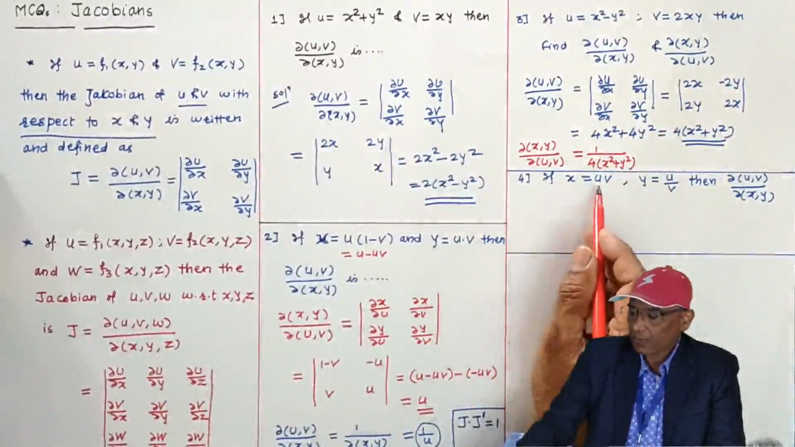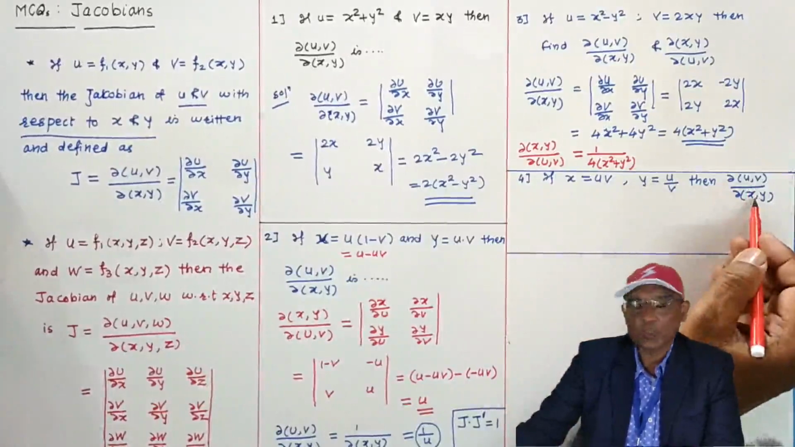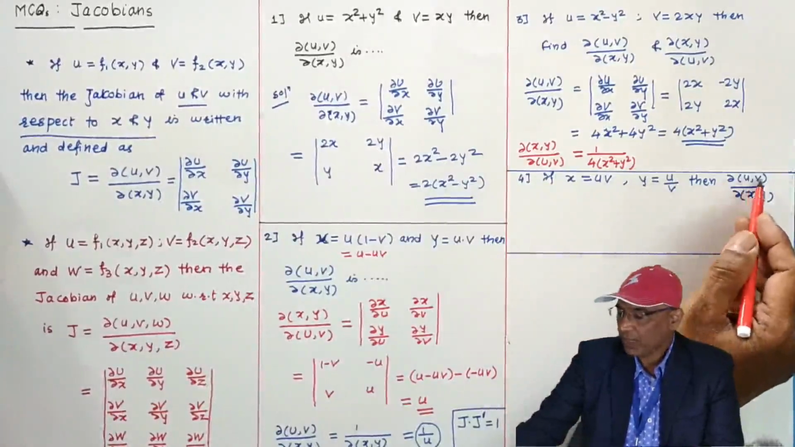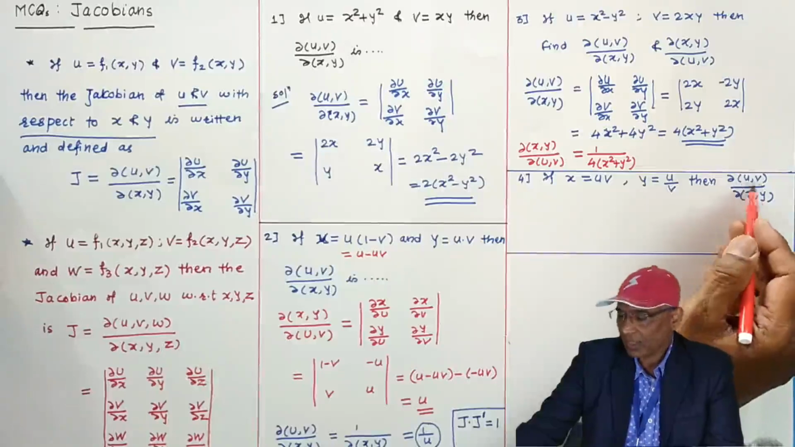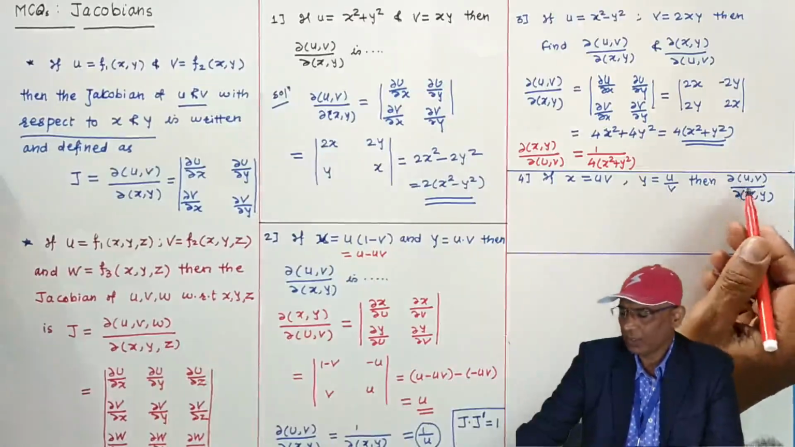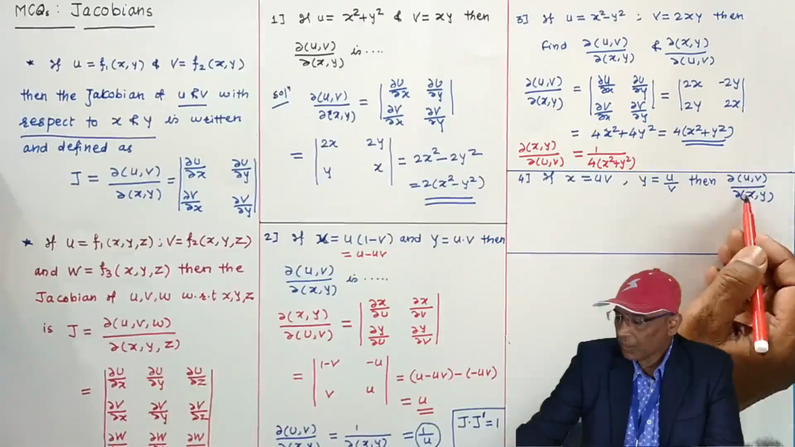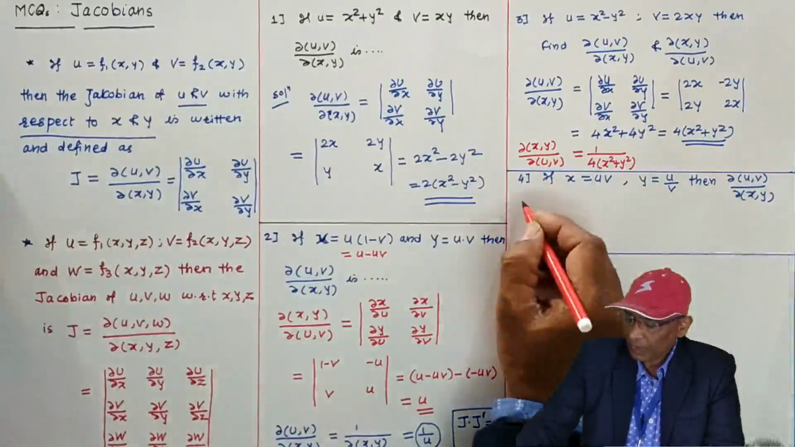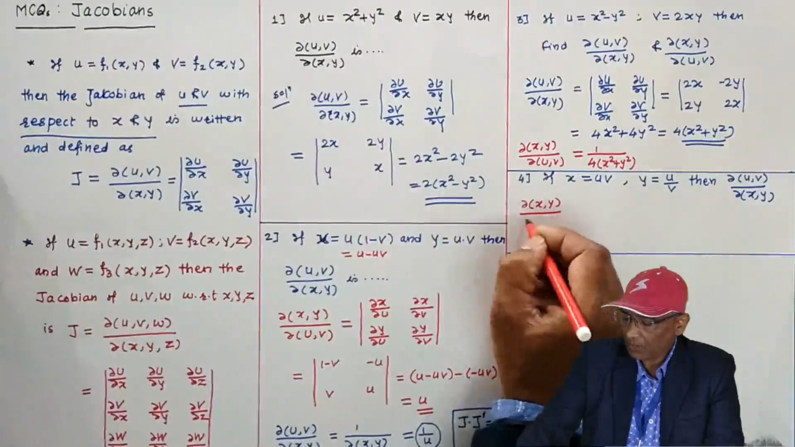Next problem: if x equal to uv, y equal to u by v, then find the Jacobian of u and v with respect to x and y. See, u and v are not directly given in terms of x and y. So you can express u and v in terms of x and y, but why is it required? Without doing that you can solve the problem. u, v are not given in terms of x and y, but x and y are given in terms of u and v. Therefore, I am going to find the Jacobian of x and y with respect to u and v.